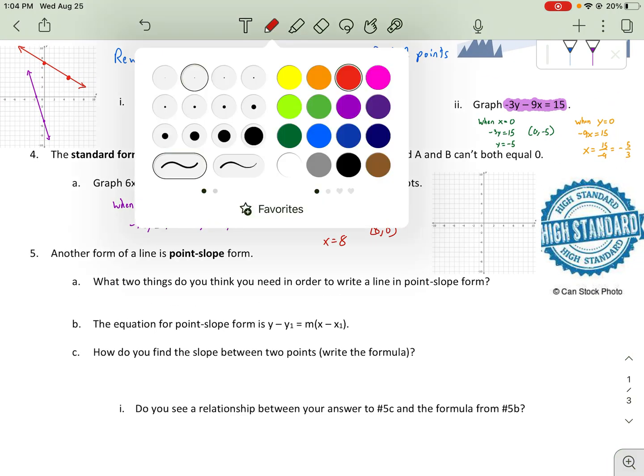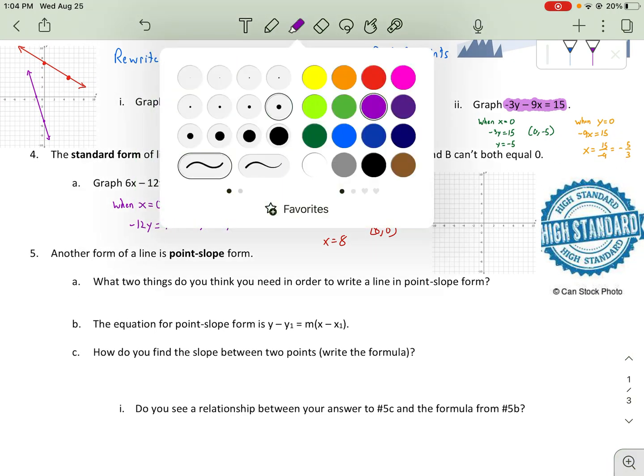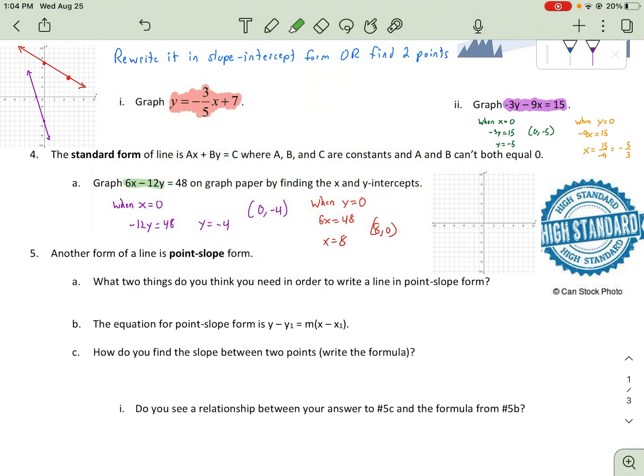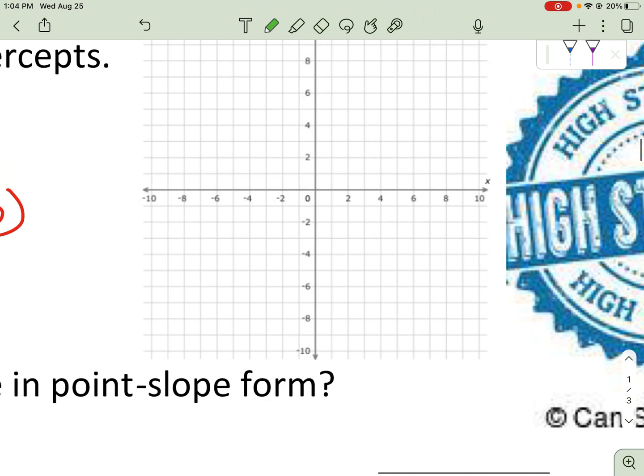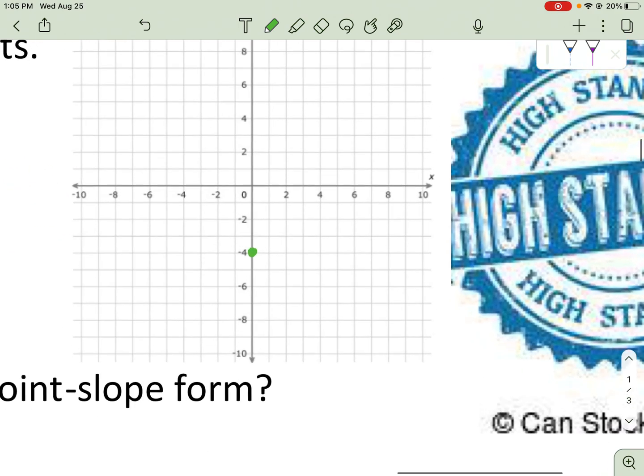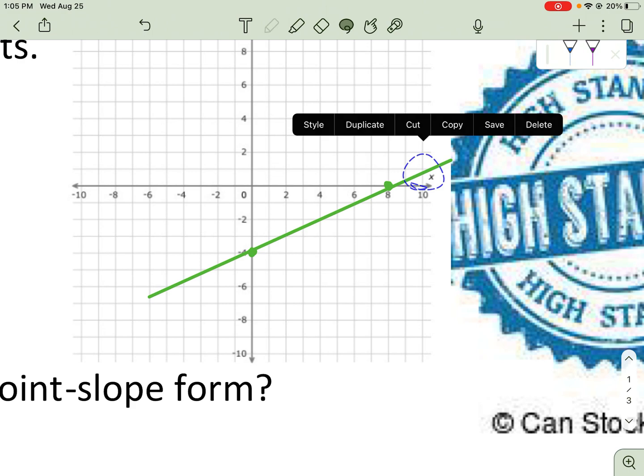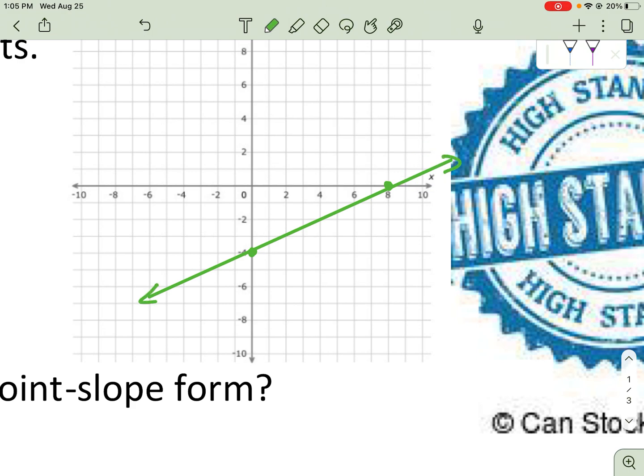Plot those 2 points. So we have 0, negative 4, which is right here. And we have 8, 0, which is out here. And you just, again, draw a line going through those 2 points. And if you missed that, that's another reason Notability is great. And there you go.